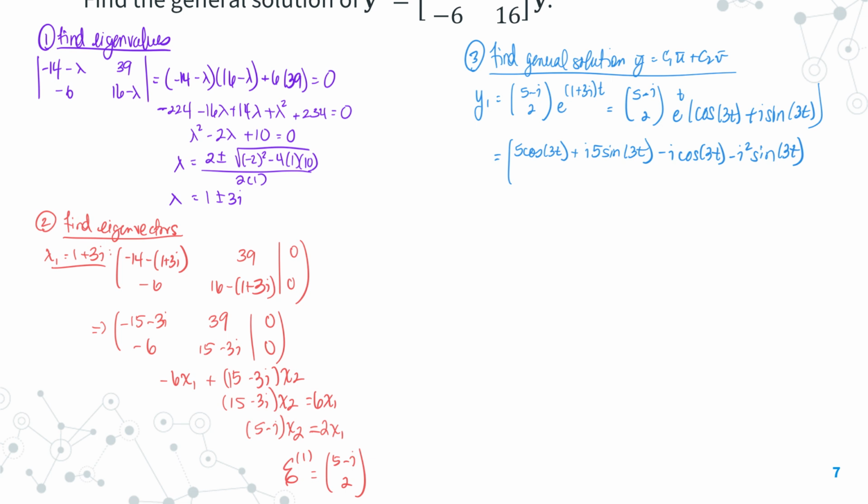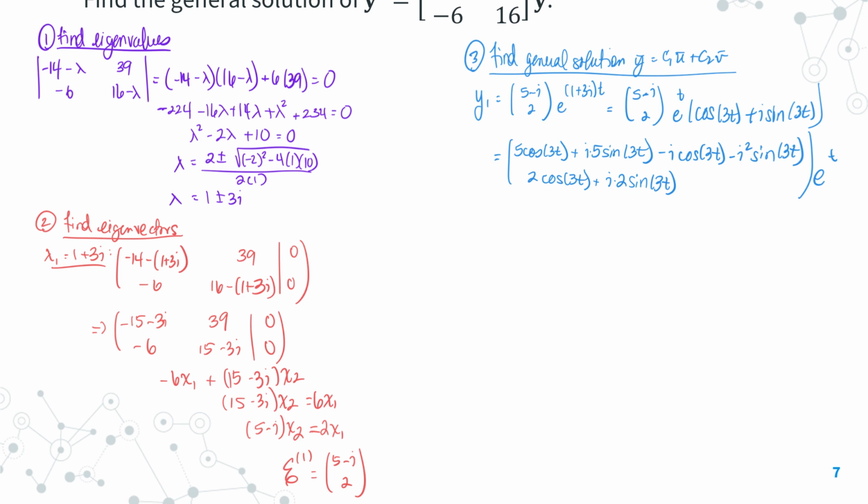The second one is much easier, just 2 cosine 3t, and then plus i times 2. Sorry for the barking dog. She's just a puppy. i times 2, and then sine 3t. And then this guy's all going to be times e to the t.